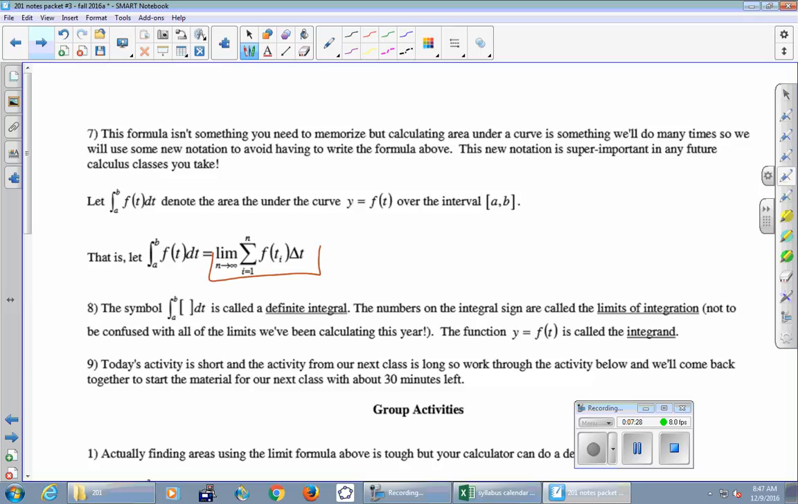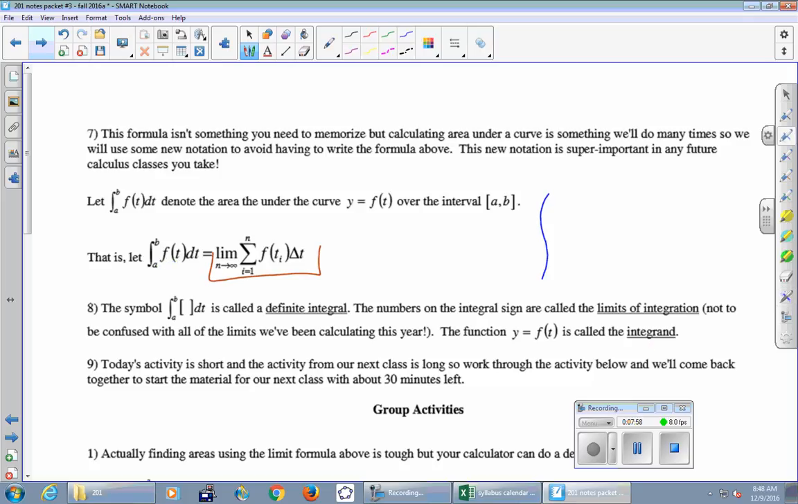Let's talk about the symbol. This piece right here is called a definite integral. The numbers on the integral sign, well, there aren't any numbers here, but the a and the b are going to be numbers in your activity. Those numbers are called the limits of integration, not to be confused with all the limits we've been calculating this year. It's a bit unfortunate we're using the same word limit here. And then the function y equals f(t), the thing that's sitting in here, is called the integrand.